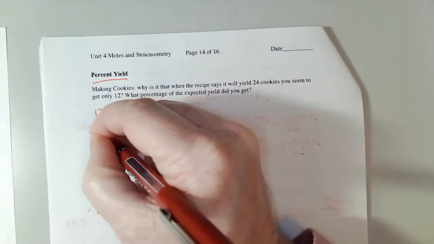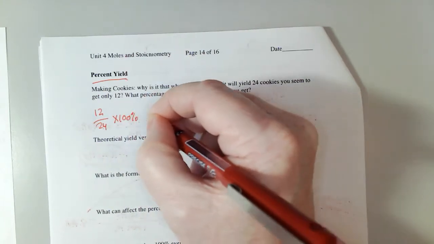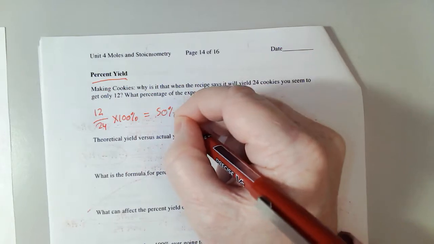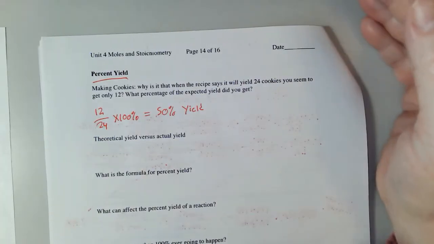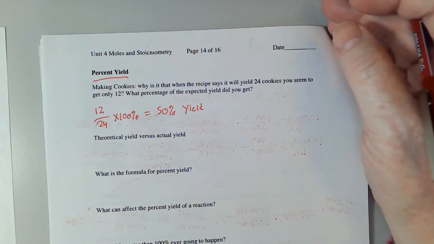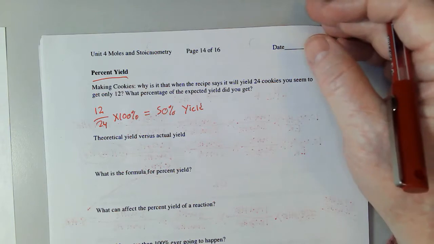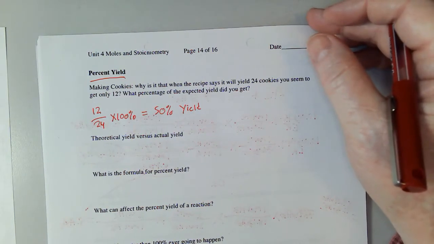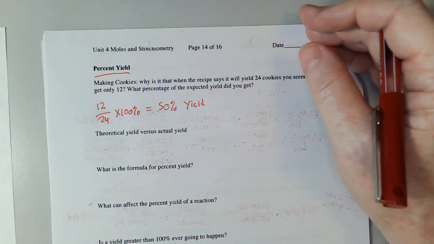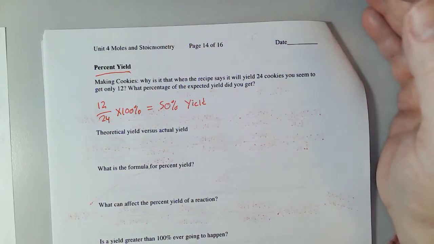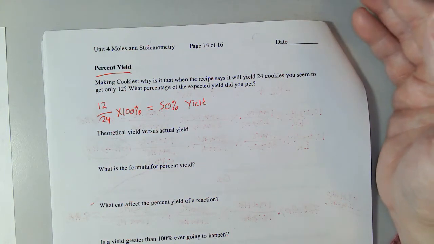Well, 12 out of 24 times 100% equals what we'll call a 50% yield. Now, that's probably because I made the cookies bigger than the recipe called for, or maybe it's because I kept munching away on some of the raw cookie dough. I gave some to the dog, things along those lines. All right? But in chemistry, sometimes reactions are not as efficient as they should be. And even though we have enough materials, it doesn't make as much product as we're supposed to.